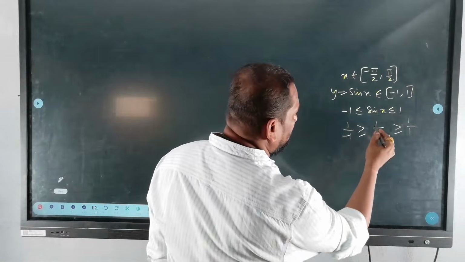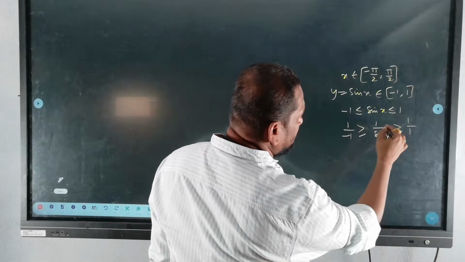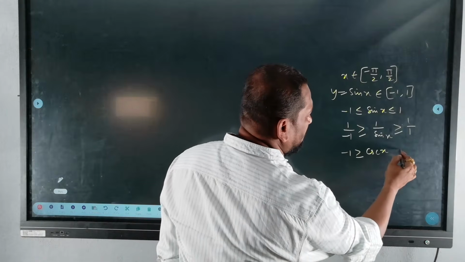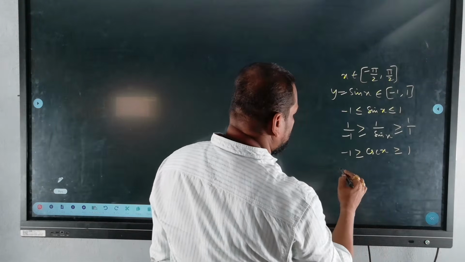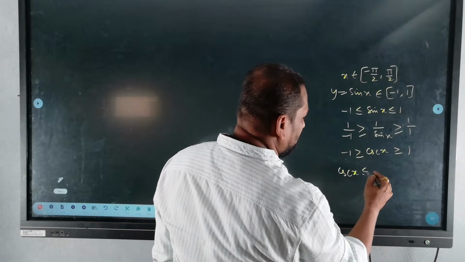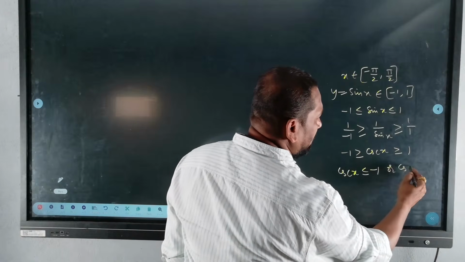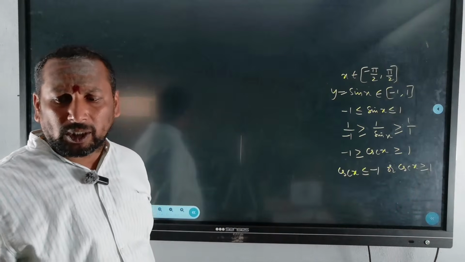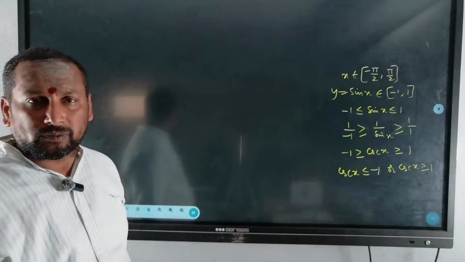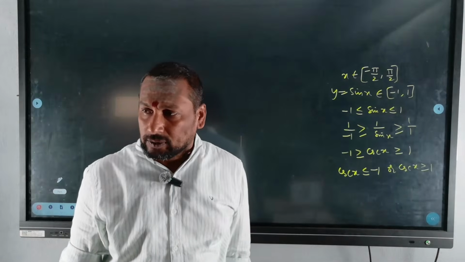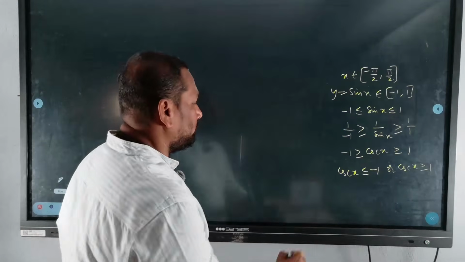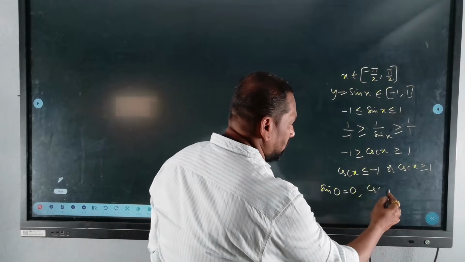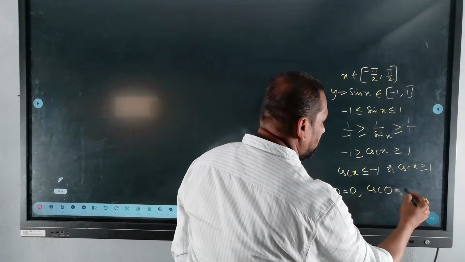So what does it mean? 1 by sin x is cosecant x. So minus 1 greater than or equal to cosecant x greater than or equal to 1. Meaning cosecant x less than or equal to minus 1 or cosecant x greater than or equal to 1. What about cosecant 0? Sin 0 is 0, so cosecant 0 is not defined.